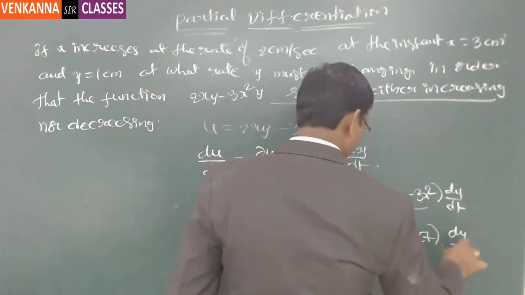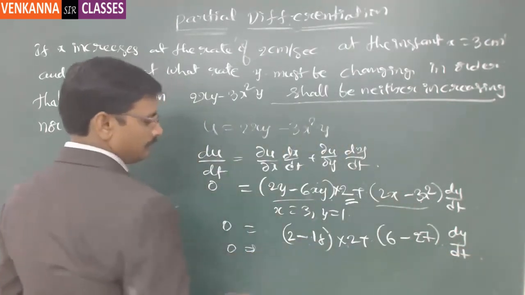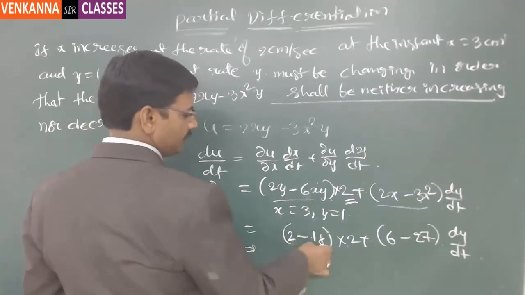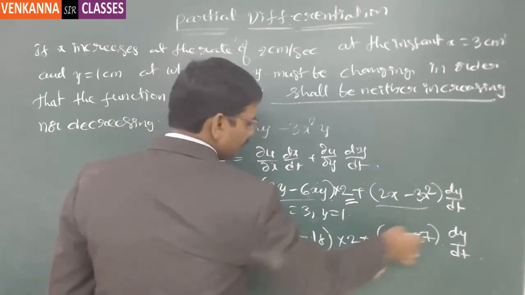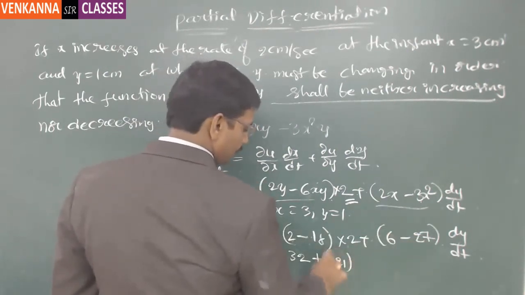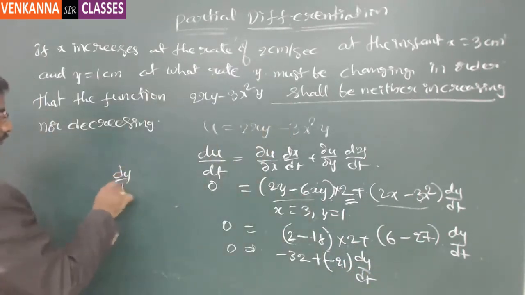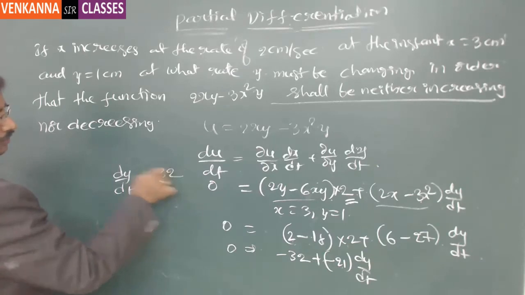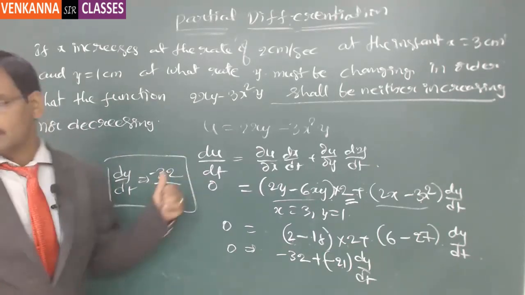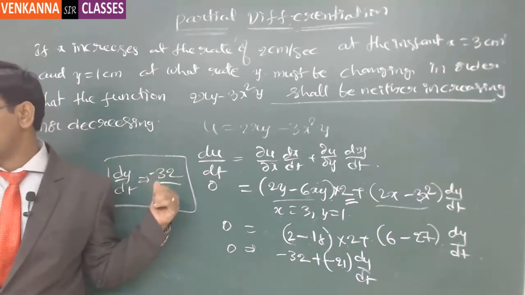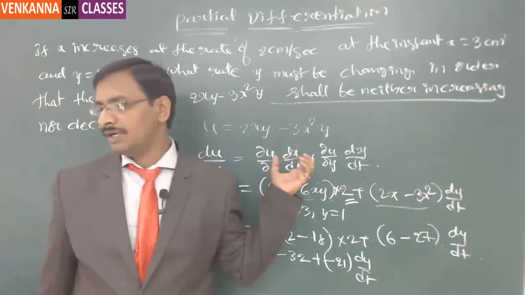into dy by dt. So this is coming as 0 is equal to, so this is minus 32, because minus 16 into 2 is minus 32, plus 6 minus 27 will be minus 21 into dy by dt. It implies dy by dt is equal to 32 by 21. So this is the rate at which y is changing, so that the overall function is neither increasing nor decreasing.